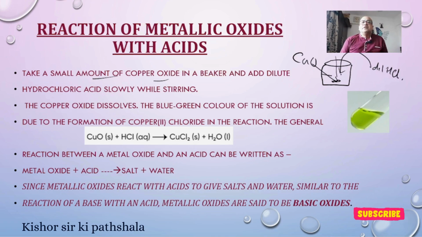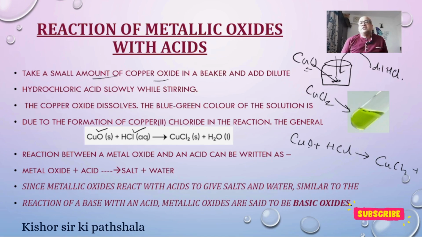Then what happens? The blue-green color of the solution appears. The copper oxide dissolves, and a blue-green color is formed due to the formation of copper(II) chloride. The reaction can be written as: copper oxide reacts with hydrochloric acid to give copper chloride plus water.